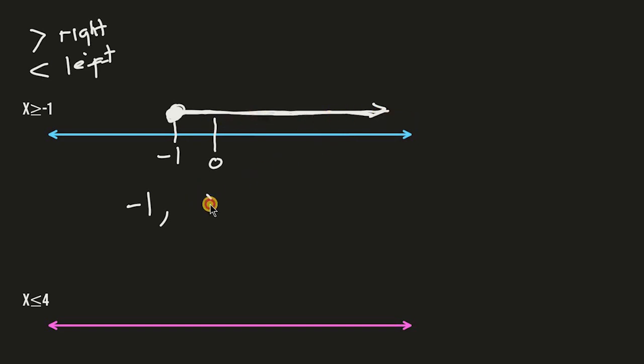So, mag-draw tayo dito ng infinity symbol. Now, ano bang gagamitin natin dito? Parenthesis or bracket? Remember, kasama na yung negative 1. So, this time, gagamit tayo ng bracket. And palaging sinasabi natin, kapag may infinity yan, negative infinity man or positive infinity, gagamit tayo ng parenthesis. So, this is the answer in interval notation. Yes? Okay, let's try more examples.